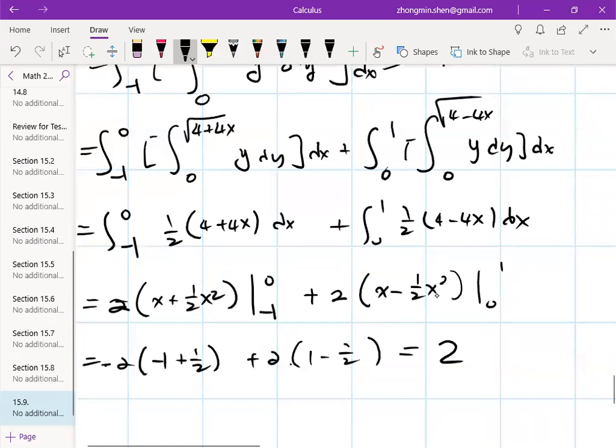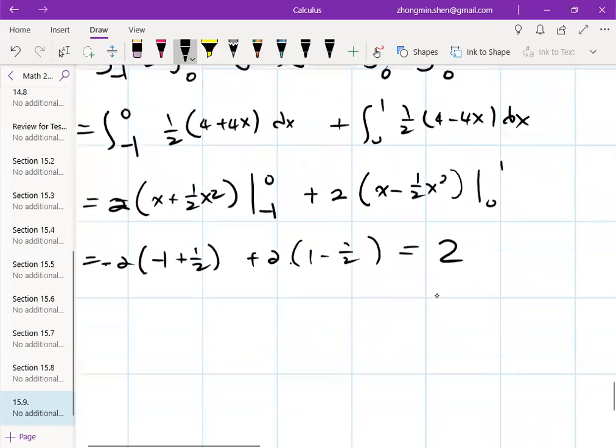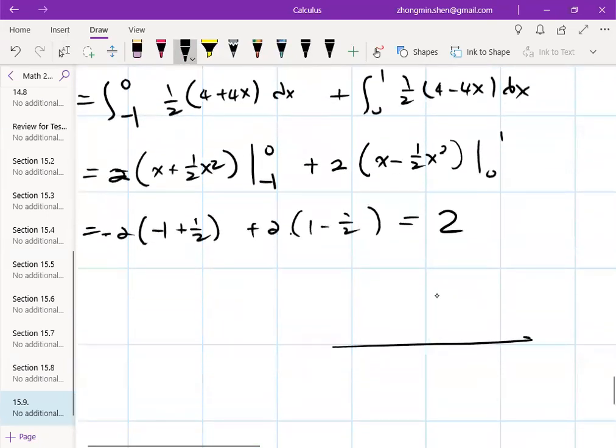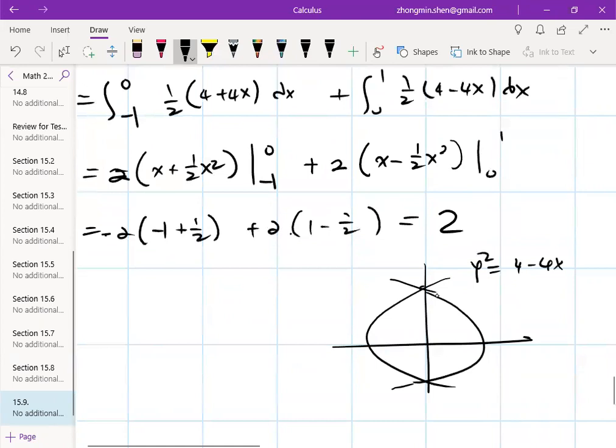So this is one way you can evaluate the integral. Another way you can do it, I don't know which one is better, is this. You have two curves: here is y squared equals 4 minus 4x, and that one is y squared equals 4 plus 4x.